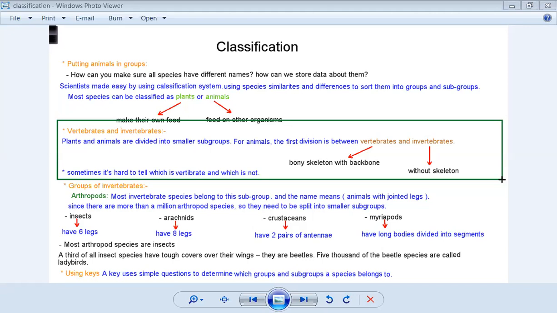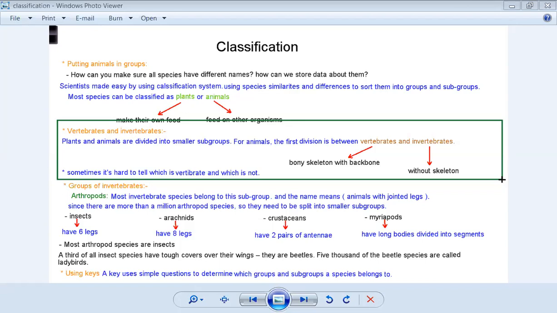Vertebrates are organisms that have bony skeleton or backbone, like cats, dogs, humans, any creature that has bony skeleton with backbone. But invertebrates, like jellyfish, like the starfish, they don't have a skeleton. These are like jelly. These are the invertebrates that don't have backbone or skeleton.